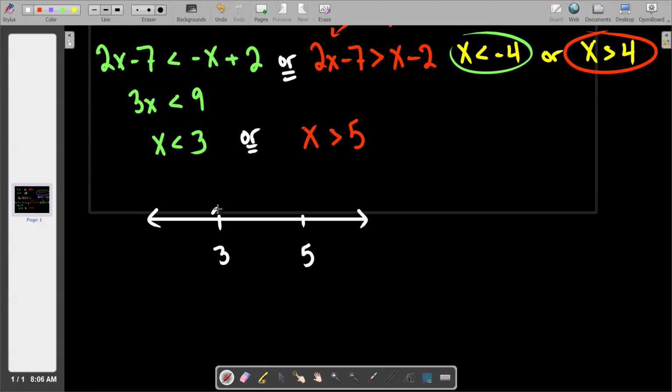To be less than 3 means I circle 3, leave it hollow, and I shade to the left, like this. And then I circle 5, leave it hollow, and I shade to the right. Here's a little foreshadowing for you for the next problem. Had the word or said and, what would we say?